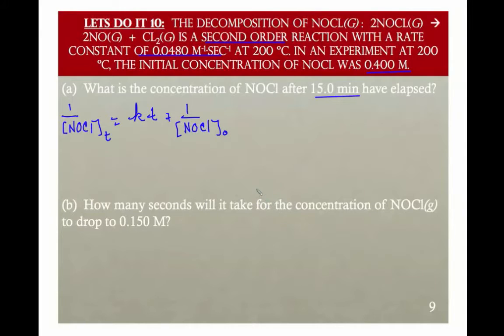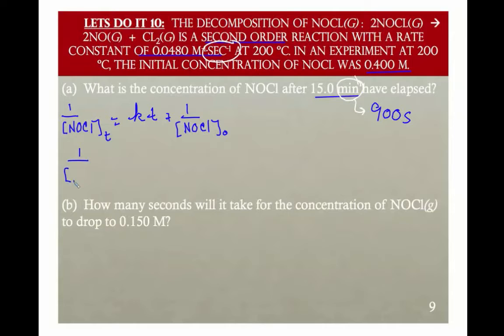Now, you've got to be very, very careful when you're working these types of problems, because take a look at this. My K is given in seconds and my time's given in minutes here. So you need to convert those minutes into seconds, and that would give us 900 seconds if you do that conversion. Now, with that under our belt, we're ready to start.